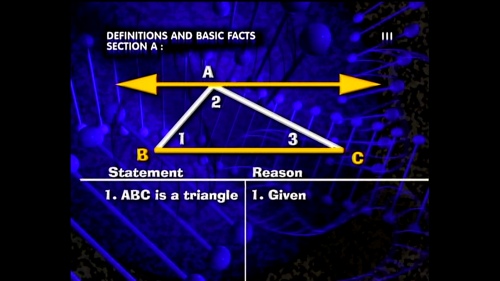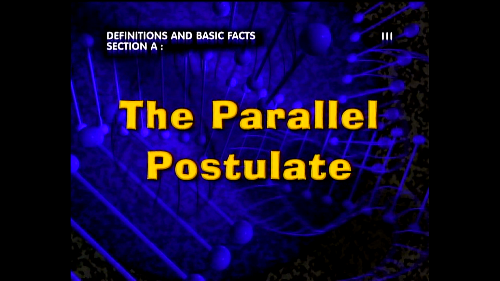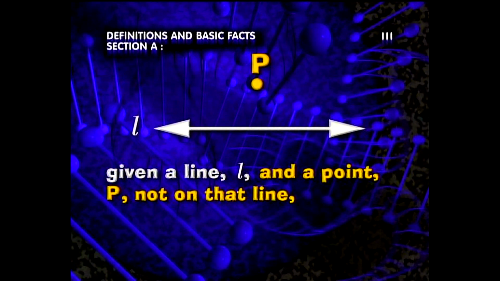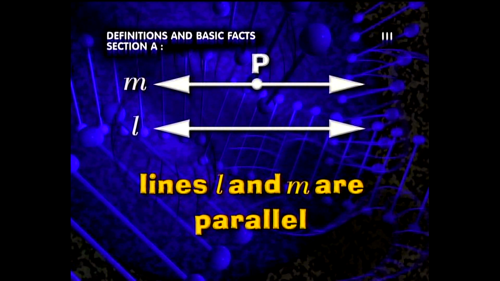With this line, we'll be able to use the parallel line theorems we just proved, involving the relations of their angles. So, step 2 is we draw a line through A parallel to BC. We do this because of the parallel postulate. Remember the parallel postulate? This is what all of Euclidean geometry is based on. It says that, given a line L and a point P not on the line, there is exactly one line M through P that's parallel to L. Lines L and M are therefore parallel.